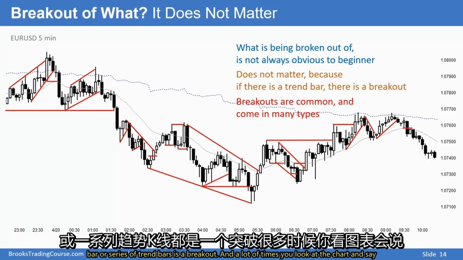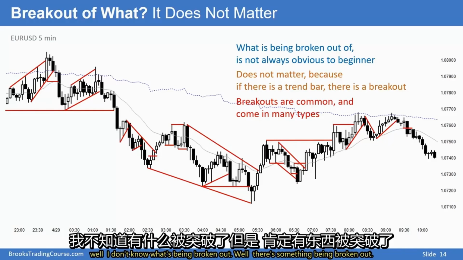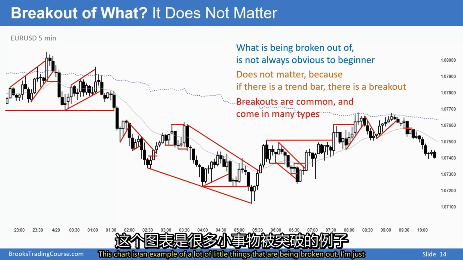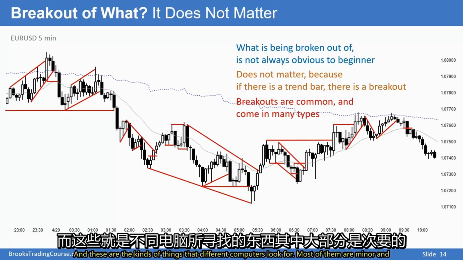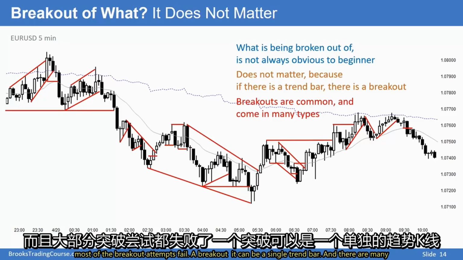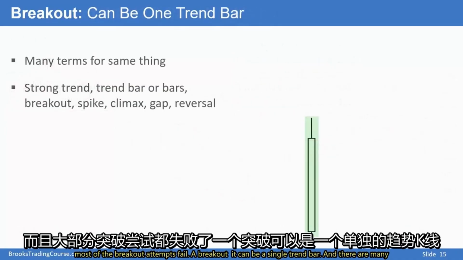I'm telling you that every trend bar or series of trend bars is a breakout. And a lot of times you look at the chart and say, well, I don't know what's being broken out. Well, there's something being broken out. This chart is an example of a lot of little things that are being broken out. And I'm just trying to explain what a lot of the computers are seeing. The computers are looking for breakouts, and these are the kinds of things that different computers look for. Most of them are minor, and most of the breakout attempts fail.